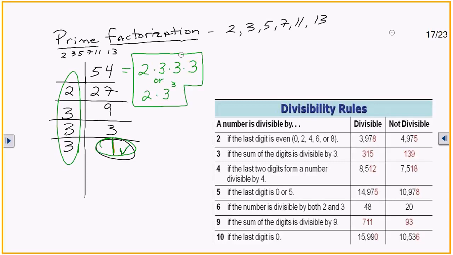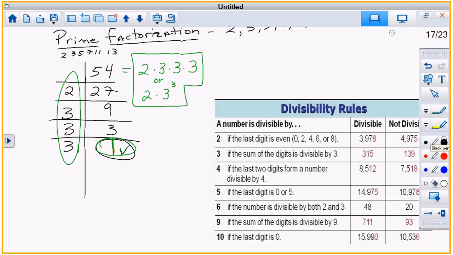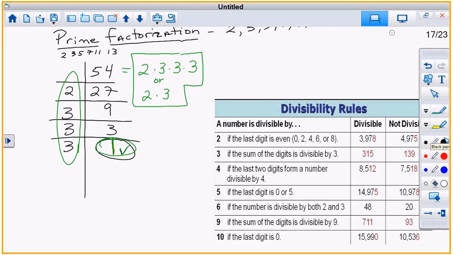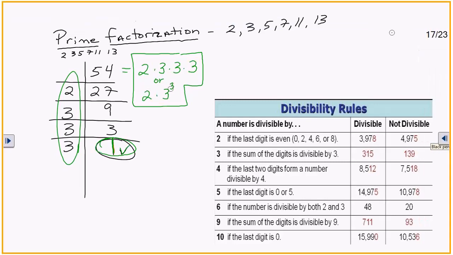And that is your answer. Now again, the first person, the student, will raise their hand after I show them this problem, and they'll say, well, wait a minute, can't I write that as 2 times 27? Again, you're missing the boat. We are not writing in terms of what? Composite numbers. We're writing in terms of prime numbers. So again, you need to remember that we are using prime numbers. We're not using the composite numbers. 2, 3 to the 3rd power.